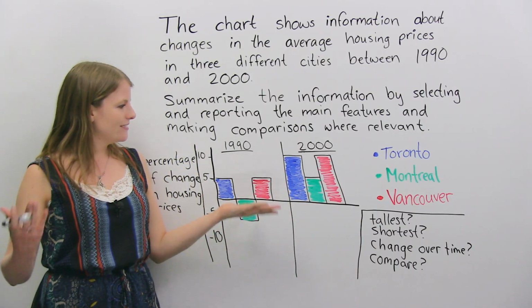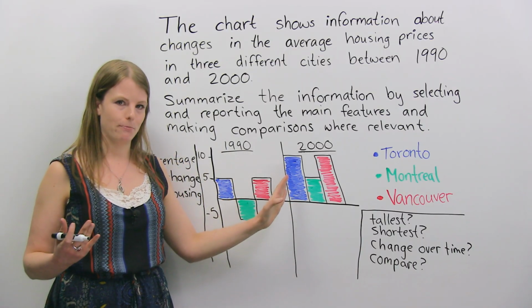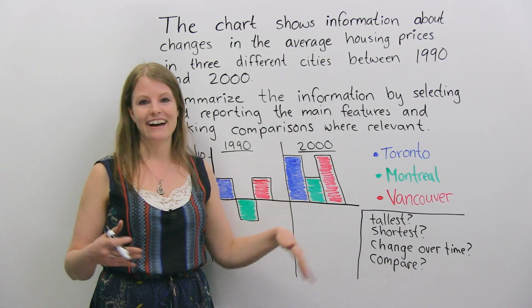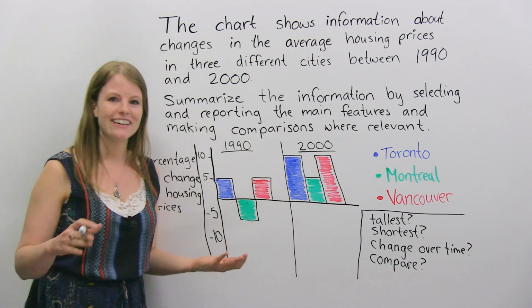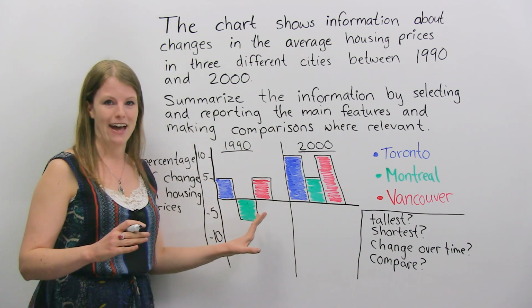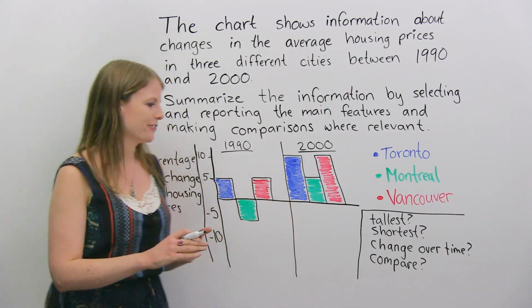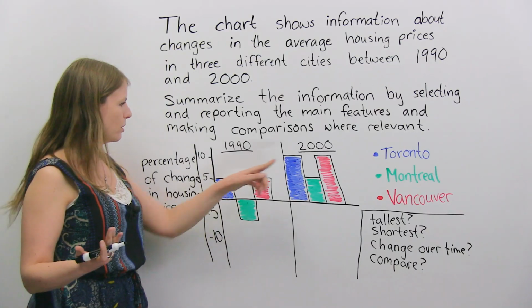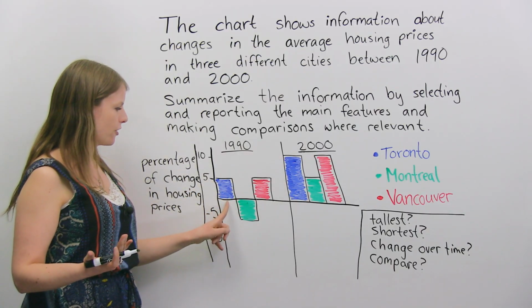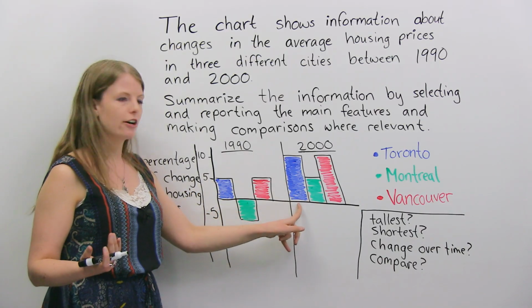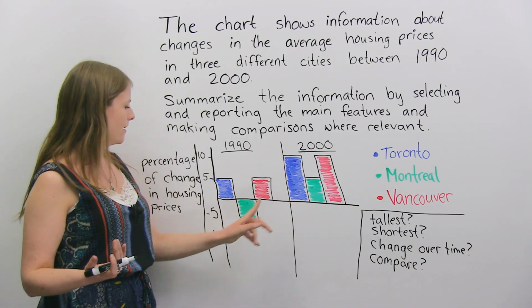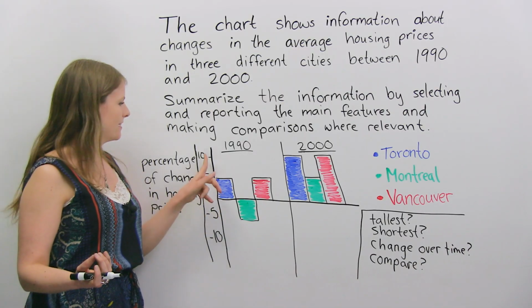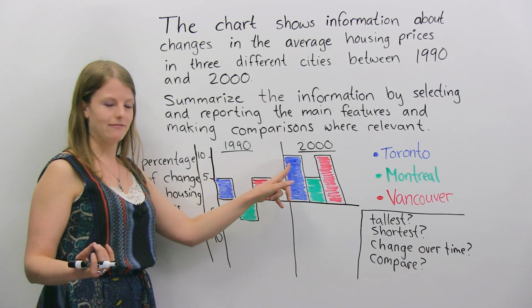So I made up this, by the way. This is not actually reflective of housing prices in these cities. I have no idea what housing prices are right now. So don't take this as fact because it's made up numbers. So when you look at this, what can we see right away? Well, we can find Toronto. This is Toronto in 1990, and this is Toronto in 2000. Okay. If I look here, this is about 5%, and here it's 10%.